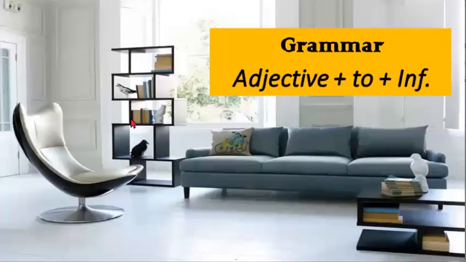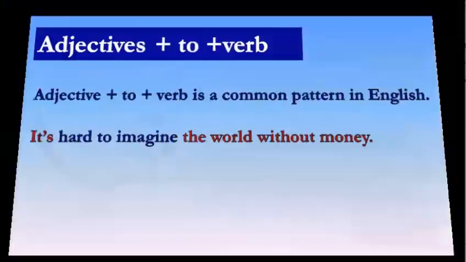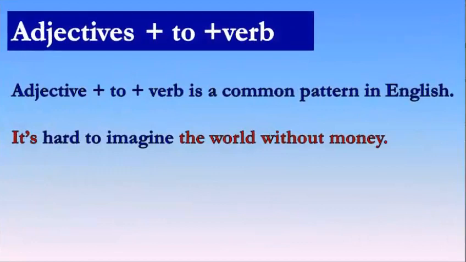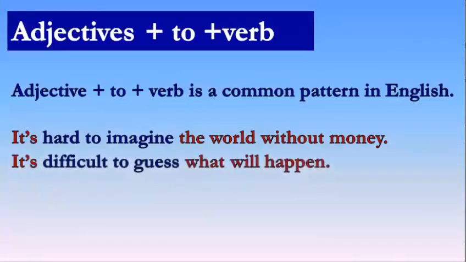Another rule today in this lesson is a very common form: adjective plus to plus verb infinitive. Let's have a look at these examples. It's a very important and common pattern in English. It's hard to imagine, it's hard to answer, it's hard to score a goal, it's hard to speak French, and so on. It's hard to imagine the world without money.